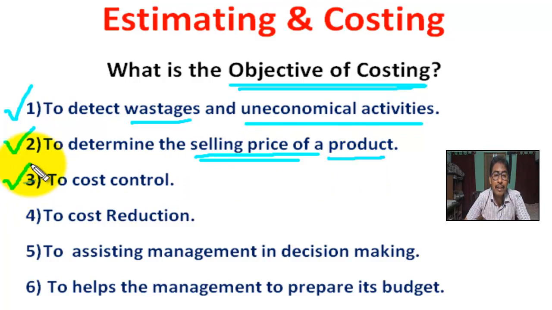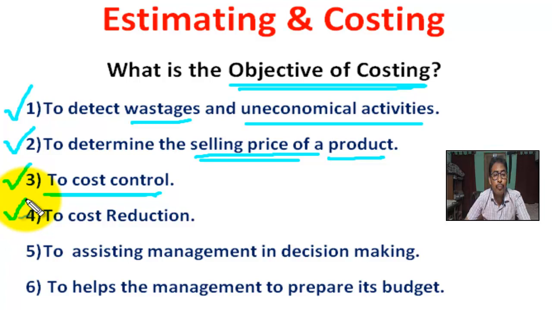Number 3, objective is cost control. Cost control is reducing the cost of production by controlling the wastage of material, labor and other expenses. Cost control helps to improve the efficiency of the organization as a whole.